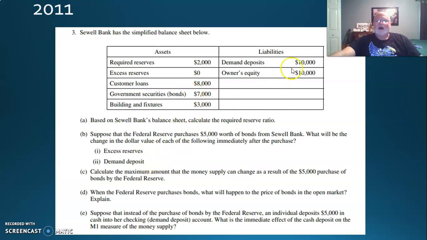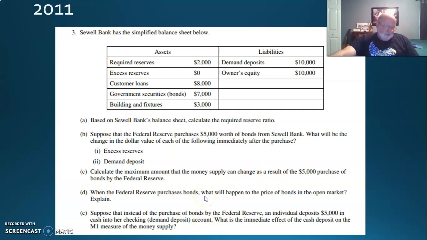Now, what happens to demand deposits? Nobody's even mentioned demand deposits. And remember, balance sheets have to balance. And so what happens is this 5,000 goes up to here, this thing still balances. Nobody's put any money in demand deposits. So demand deposits have no change. The amount is zero. And by the way, guys, do not be afraid of a zero answer on these. There's almost always a zero answer in here somewhere.